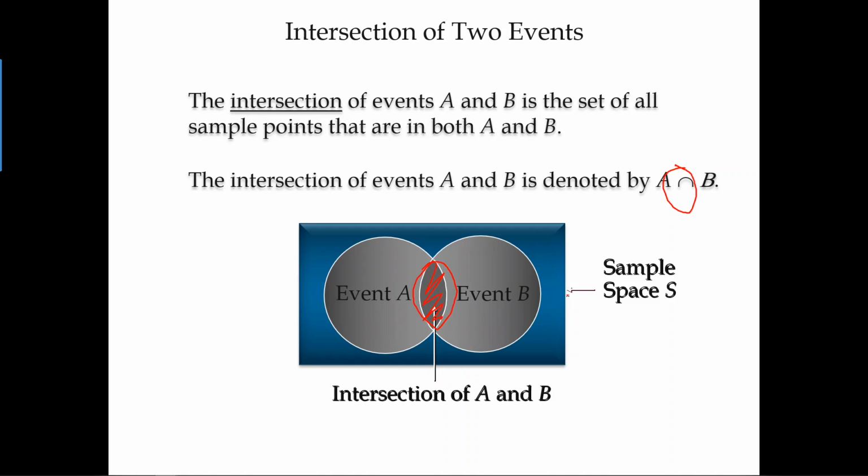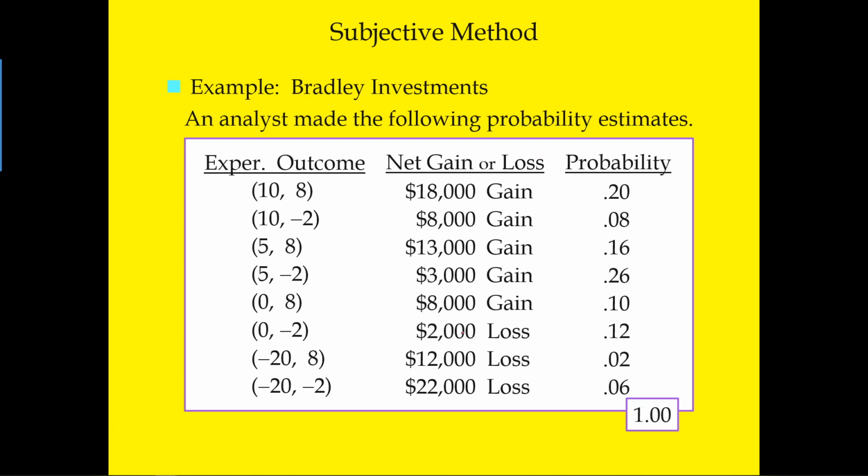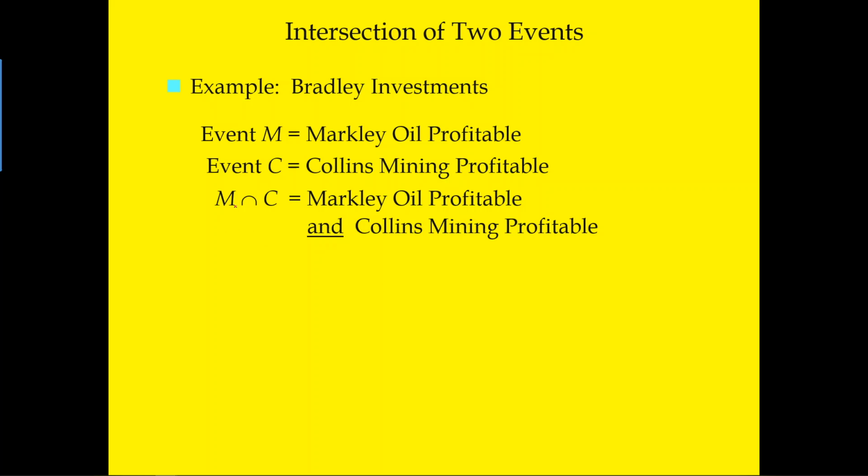So we're going to look at the Bradley investment example again. In this case, we are looking at both M and C happening. Basically, what we try to look at here is M intersection C. So we're using the English word "and" instead of "all", okay? So M and C making money. So Market Oil and coal mining are both profitable.